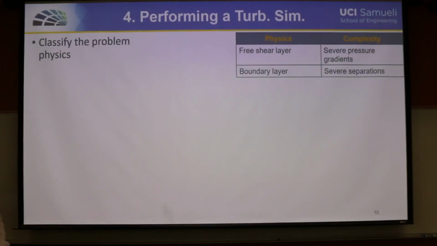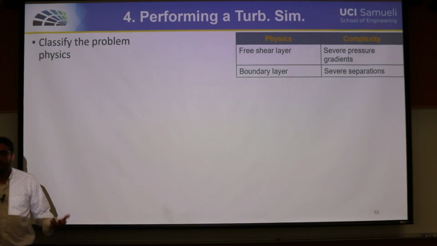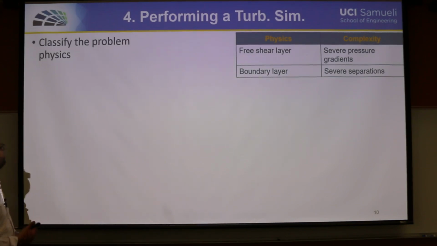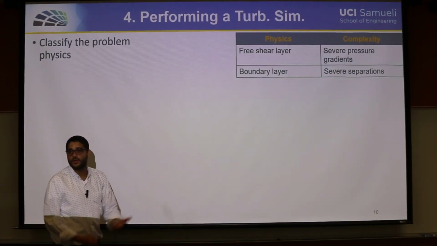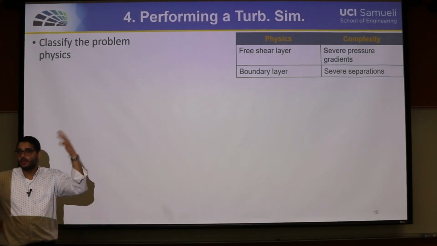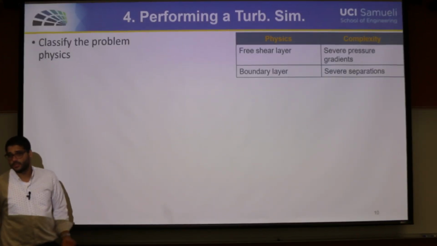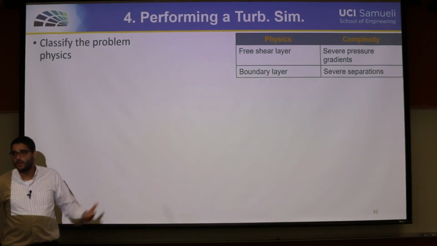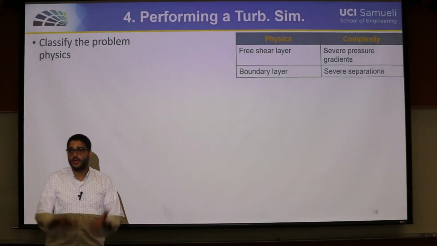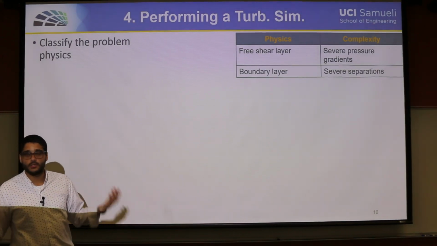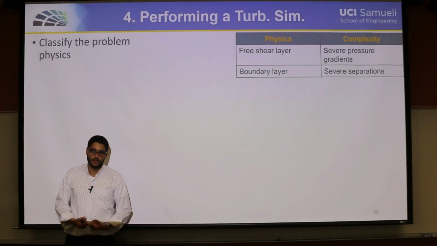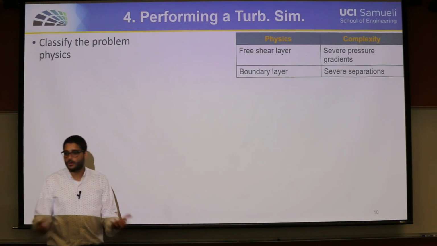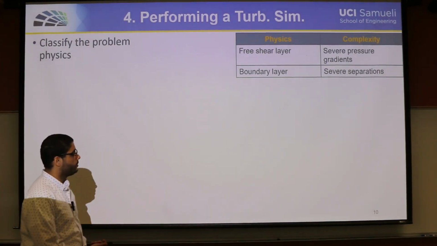Now, performing turbulent simulation, we need the summary and the last minute slide. First of all, classify your problem. Is it a free shear layer or a boundary layer problem? Because there are two different spectrums. In one of them, you are satisfying the no-slip boundary condition, where the boundary layer must be resolved, log layer, Y+, severe shear stresses, etc. In the other one, it's much easier, and all of these restrictions are not invoked over your simulation.